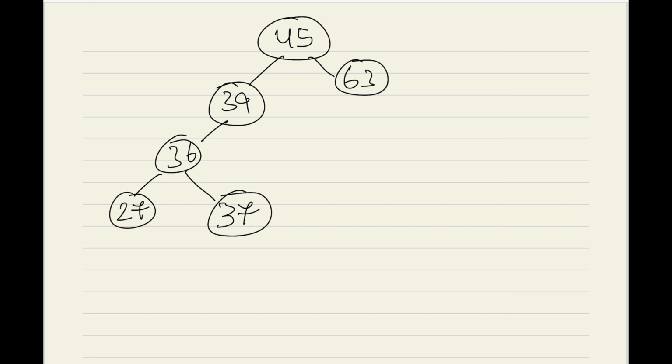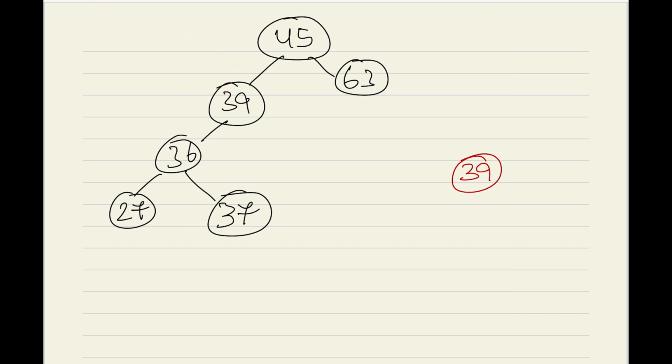Now pull this node 39 in this direction. If we pull 39 in this direction, due to the gravity 45 comes here and becomes the right child of 39, and 39 becomes the new root if we pull this one. So now the new structure will be like this.